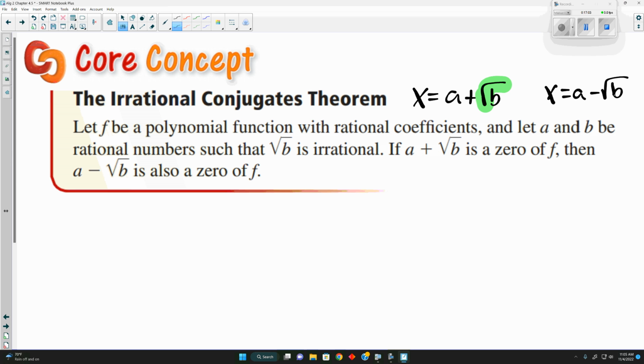Just like with our complex conjugate, if a plus bi is a solution, then a minus bi is a solution. If we have one, we have to have the other. And that's all this is saying. So if x is equal to a plus the square root of b, then x also has to equal a minus the square root of b. Questions on this here?